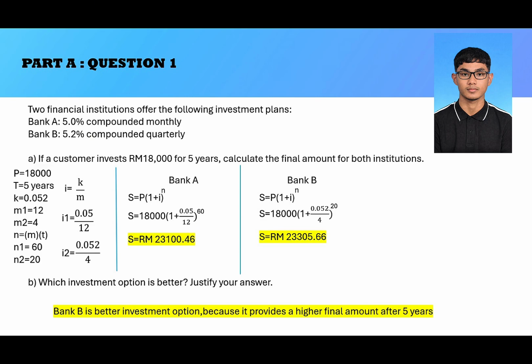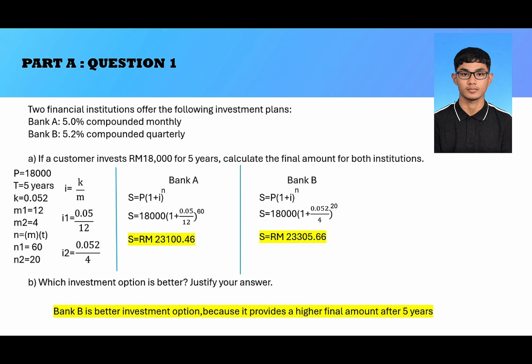We have to use the formula S equals P(1 plus i) to the power n. For Bank A, the interest rate is 5.0% compounded monthly, so m equals 12. After substituting the values into the formula, the final amount is 23,145. For Bank B, the interest rate is 5.2% compounded quarterly, which is m equals 4. After calculation, the final amount is 23,305.66.